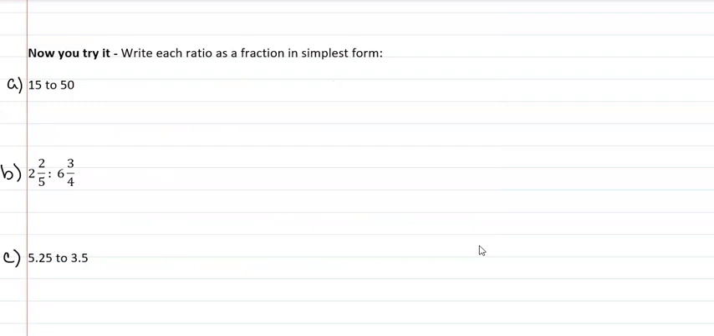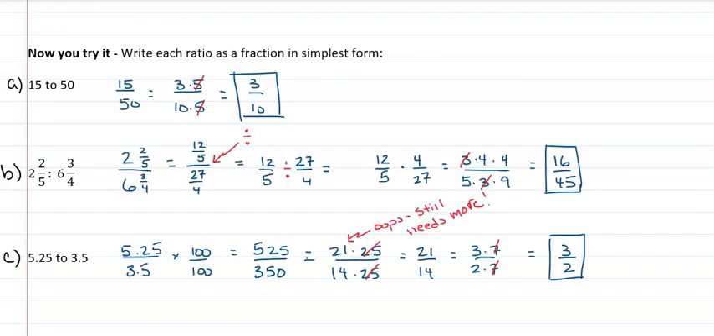Now it's time for you to try it. Write each of these ratios as a fraction in simplest form, and each one of these has an example that we just did. So the answers are here, and I just wanted to point out a few things. The first one's fairly straightforward. Just divide out a 5.